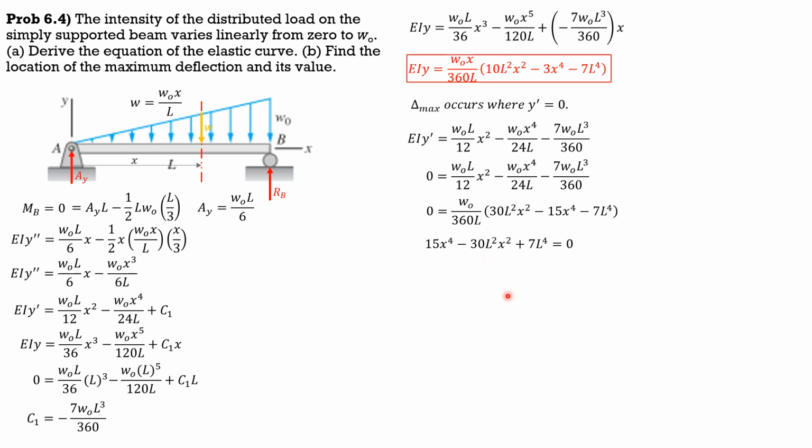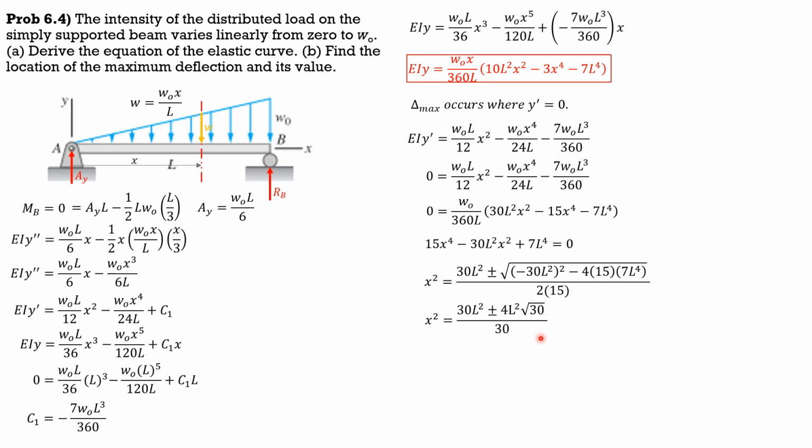Remember that x squared equals negative b plus minus square root of b squared minus 4ac all over 2a from the quadratic formula. So therefore, x squared equals negative of negative 30L squared, so positive 30L squared, plus minus square root of negative 30L squared quantity squared minus 4, a is 15 times c 7L to the fourth, all over 2a, which is 2 times 15. So simplifying inside this radical, x squared is 30L squared plus minus 4L squared square root of 30 over 30.